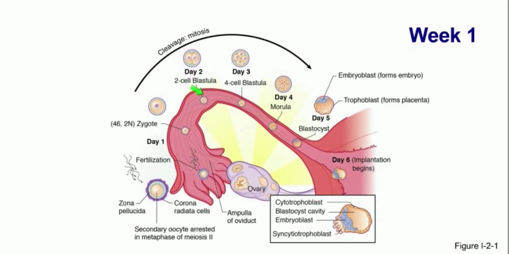And then when those two cells divide by mitosis, that gives us 4 cells. When they divide by mitosis, it gives us 8 cells, and so on and so forth, okay? But there's going to be something different about these mitotic divisions compared to other somatic cells in the body.